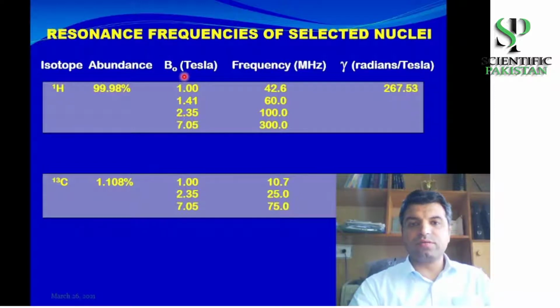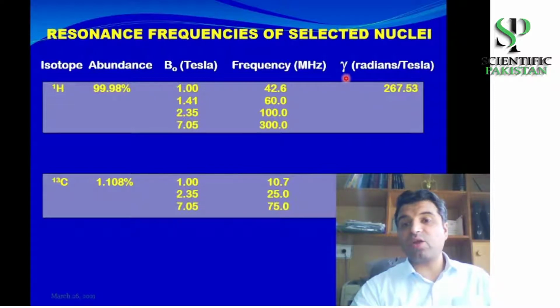Next, we have the strength of the applied magnetic field, that is B naught in Tesla. These are the different conditions of magnetic field provided to both protons and carbon-13s. And as I told you earlier, as soon as you turn on the magnet, these nuclei start precessing with a particular frequency that is known as the Larmor frequency. So these are the different frequencies under the influence of different strengths of the magnetic field.